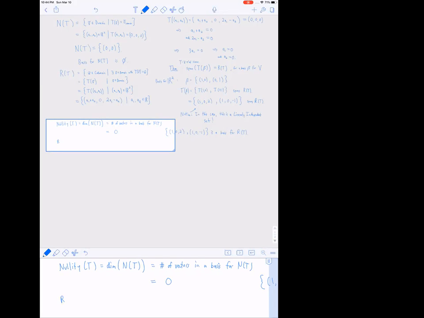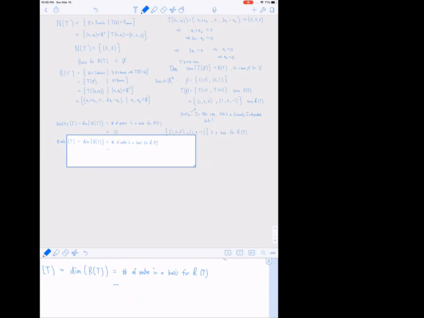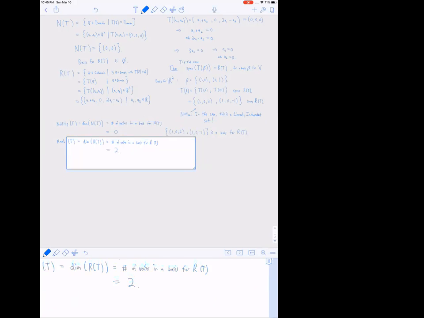Similarly, the rank of T, well, that's just the dimension of the range of T. That's the number of vectors in a basis for R of T. And we found a basis over here. It's got 2 vectors in it, so the dimension must be 2.